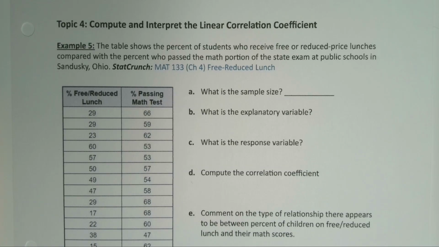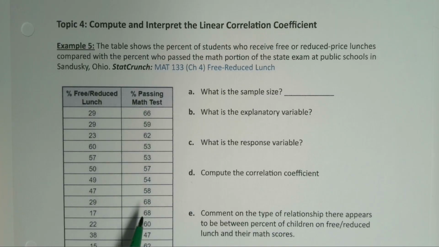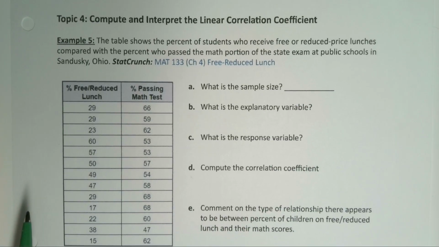Now that we have a better understanding of what the correlation coefficient is, it's of course important for us to be able to calculate it ourselves. So the following table shows the percent of students who received free reduced lunch and the percent of students who passed the state math exam for several different public schools in Sandusky, Ohio.